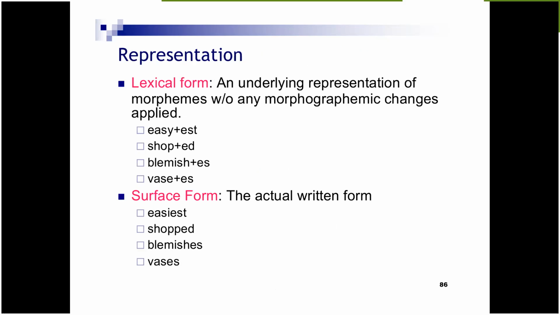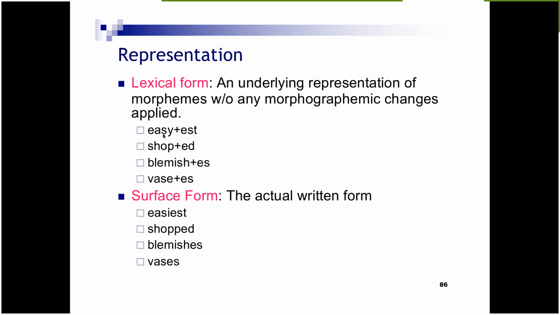And there are two concepts in terms of morphographemics. One is called the lexical form and the other is called the surface form. The lexical form is the list of the parts that make up the word. For example, if you have something like easiest, you have easy and est, and this is a lexical representation of the word. Lexical meaning you show the parts of the lexicon that make up the word. So you have two morphemes, easy and est.